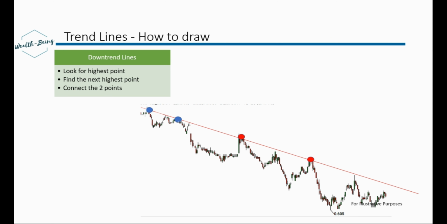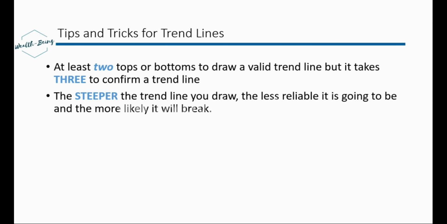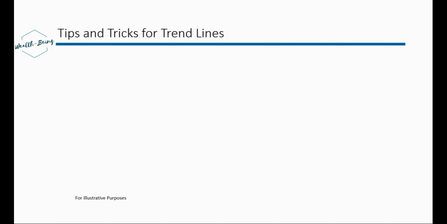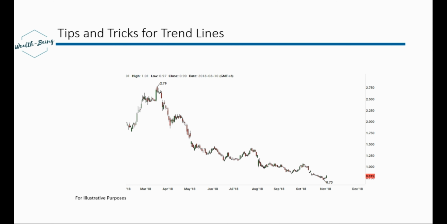The second tip is that the steeper the trend line that we draw, the less reliable it is going to be, and the more likely it will break. What does this sentence mean? Let's look at one example. Are you able to identify the trend line? So this is a trend line, right? It's steeper compared to the previous example.